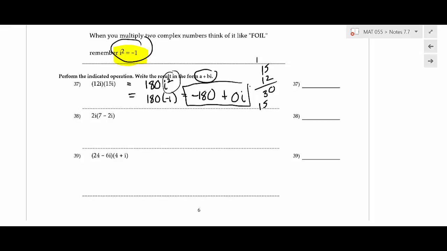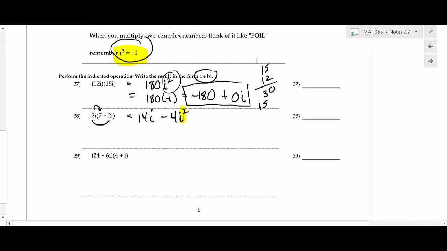Okay, now the rest of these are going to be pretty similar to things you've learned how to do. So this one looks like a distributive property, doesn't it? That's exactly what you're going to do. So you're going to do 2i times 7 is 14i. Then you're going to do minus 2i times 2i is 4i to the second. That's stuff you've done all semester. Okay, what else can you do?